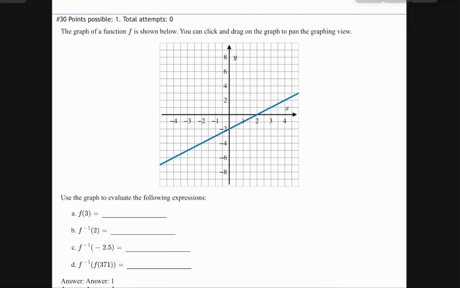So it says find f of 3. So when x is 3, what is our height? The answer is 1. And here actually our y is 2. We are looking for the corresponding x. That's what that inverse notation says. So when our height is 2, our corresponding x is 4.